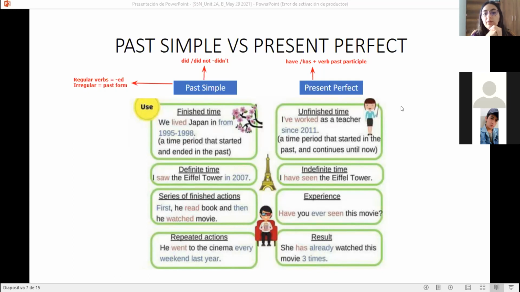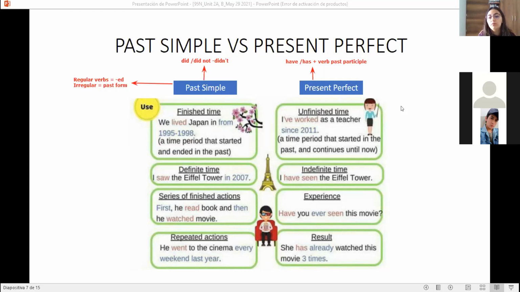¿Sí? When you are talking about the result or the consequence. Nos enfocamos más en el resultado o en la consecuencia cuando utilizamos este present perfect. For example, she has already watched this movie 3 times. Ya ha visto esta película o yo ya he visto esta película 3 veces. ¿Qué significa? Que la vi 3 veces en el pasado, pero el resultado es que también yo puedo seguir o volver a ver esa película nuevamente hoy tal vez, y si es que me gusta demasiado, tal vez puedo seguir viéndola mañana o pasado mañana, ¿sí?